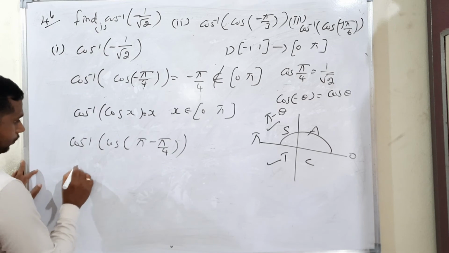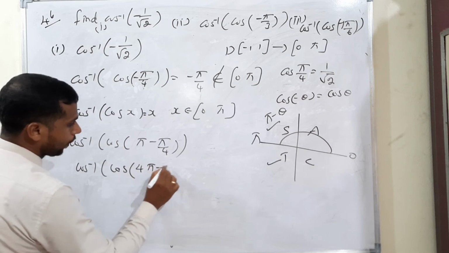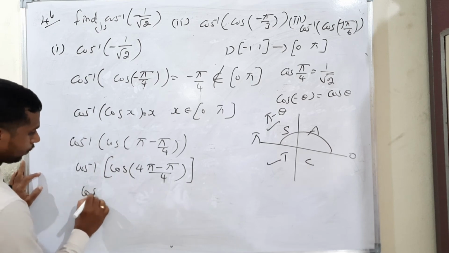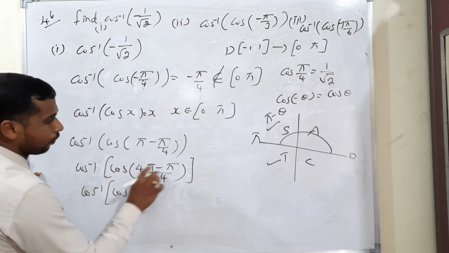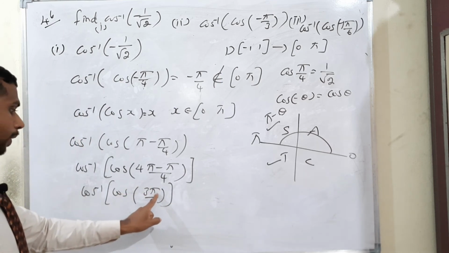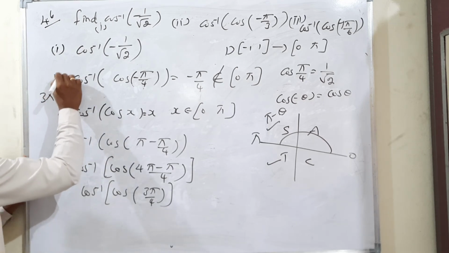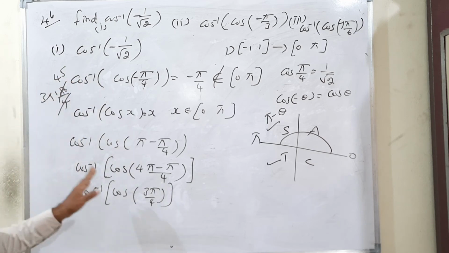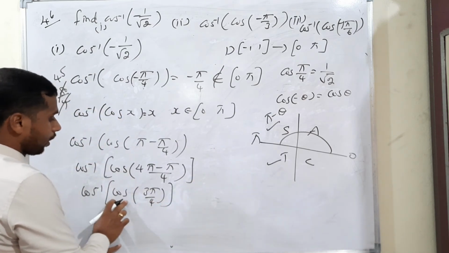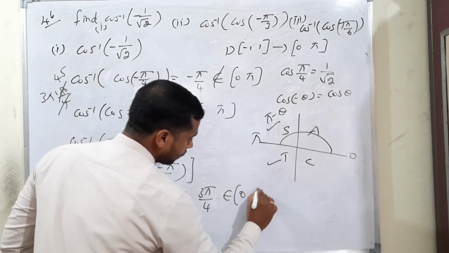Now cos inverse cos of 4 pi minus pi by 4 means positive 3 pi by 4. What is 3 pi by 4 in degrees? 3 into 180 divided by 4, and 180 divided by 4 is 45. So 3 into 45 is 135. It lies in 0 to 180, so our answer is correct. Therefore, cos inverse cos of 3 pi by 4 is equal to 3 pi by 4, which belongs to 0 to pi.